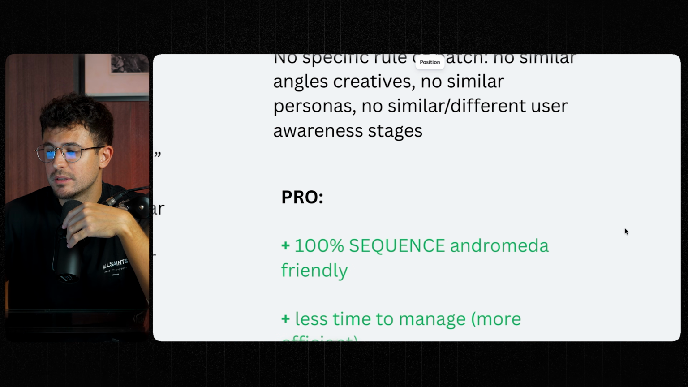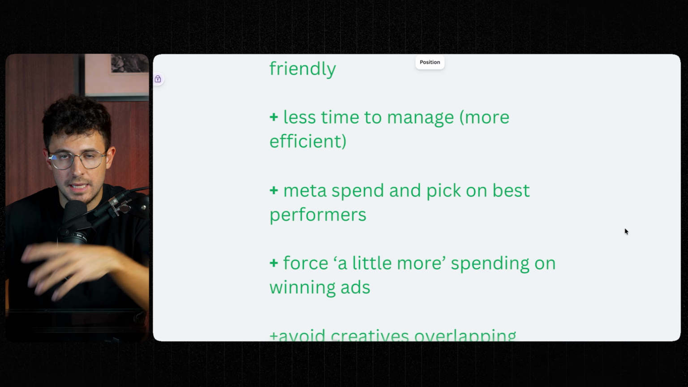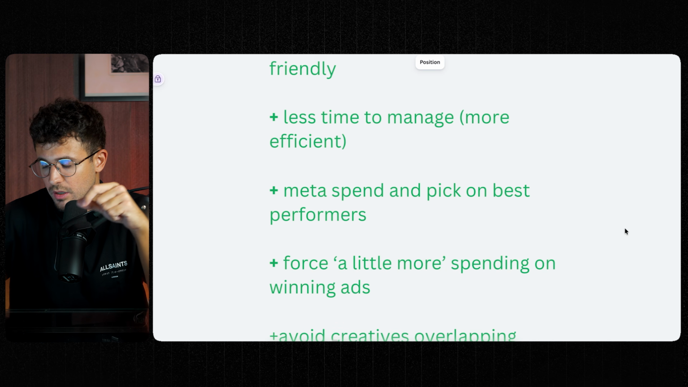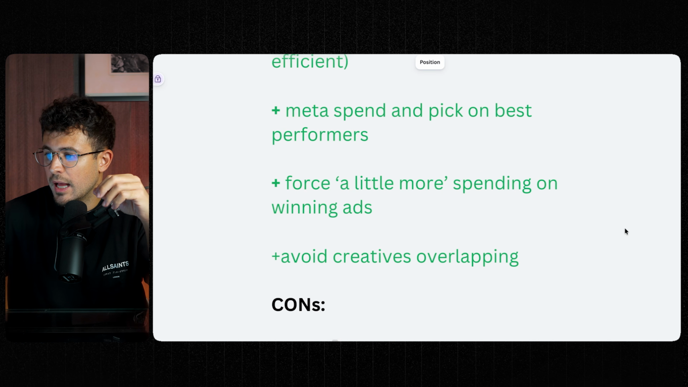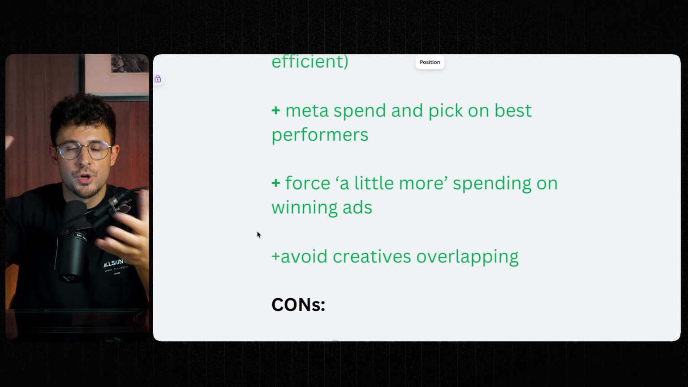Now, what are the pros? The pros are that here you're building a 100% Andromeda-friendly sequence. Even less time to manage, you have fewer ad sets and fewer decisions to think about. The only thing that you can turn off and on are the actual ads within the single ad set, and force a little more spend on the winning ad because you're not creating a new ad set.